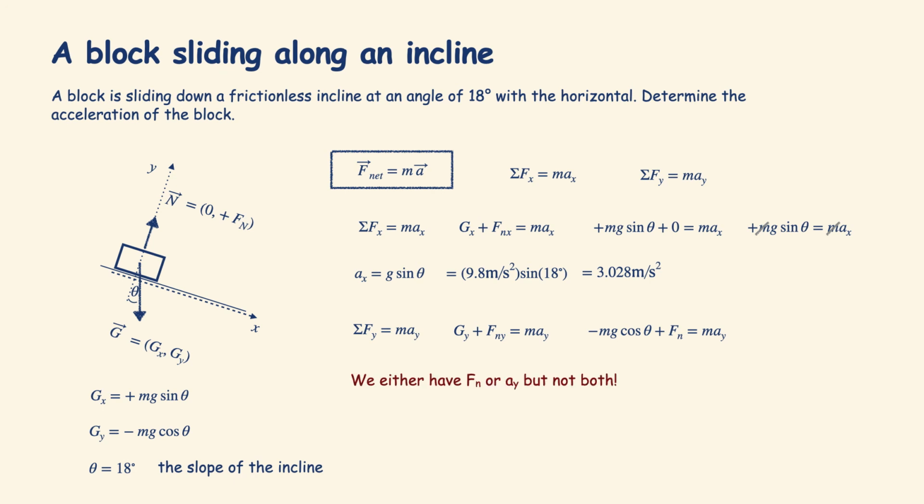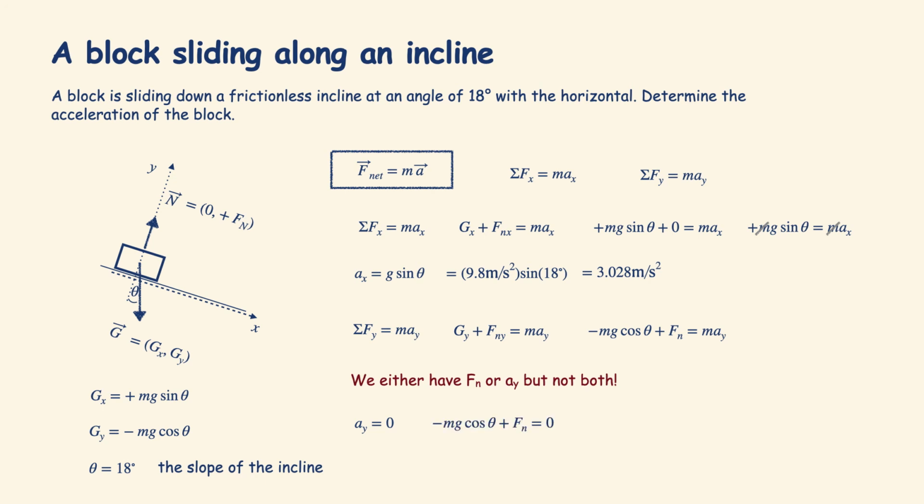Remember here, for blocks that are sliding, regardless of whether they're sliding along a horizontal surface or an incline, we can have the normal force or the y component of the acceleration, but never both at the same time. So in this case, it's pretty obvious that the block is going to maintain contact with the incline, and therefore we will have a normal force to account for that interaction. And we will have no y component of the acceleration. In plain words, what this means is that the block moves smoothly down the incline. There are no bumps, and it's not like jumping off the incline.